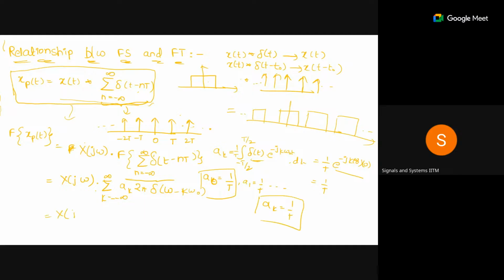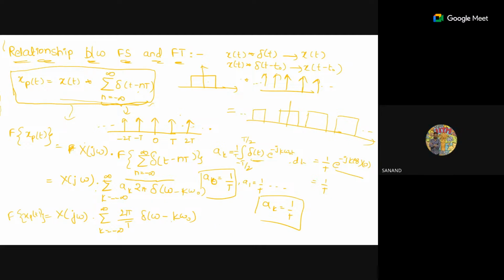which gives X of j omega times the summation of k equal to minus infinity to infinity of 2 pi by T delta of omega minus k omega naught. This is the relationship between the Fourier series and the Fourier transform. Did you understand? Or any doubts in this?